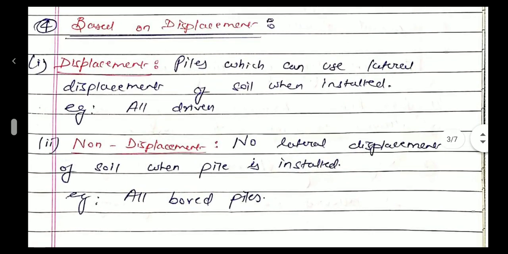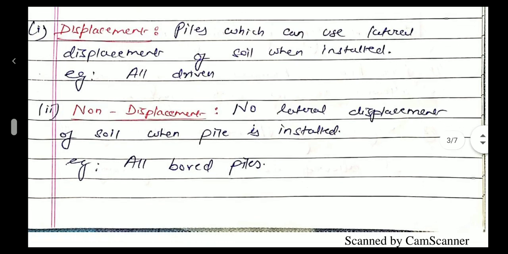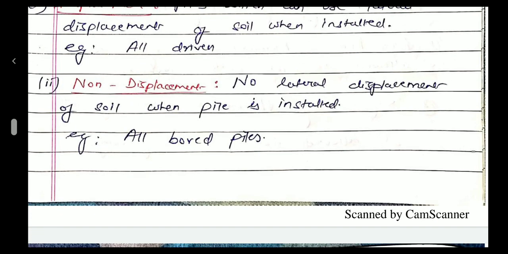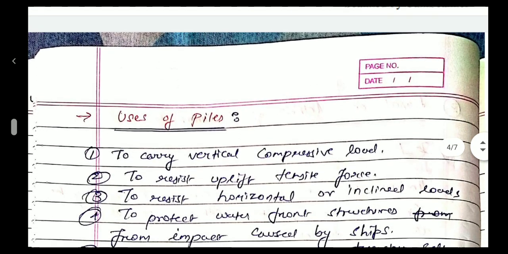Then based on displacement, there are two types of piles: displacement or non-displacement. Displacement piles cause lateral displacement of soil when installed, that is driven piles. A driven pile displaces or disturbs the soil. Then non-displacement piles, there is no lateral displacement of soil when the pile is installed, that is all bored piles.